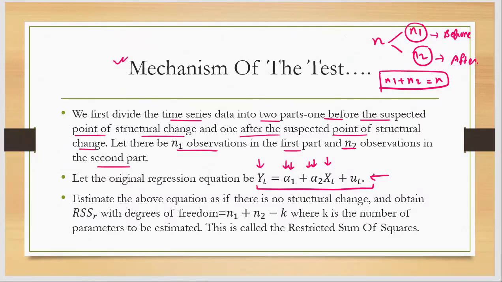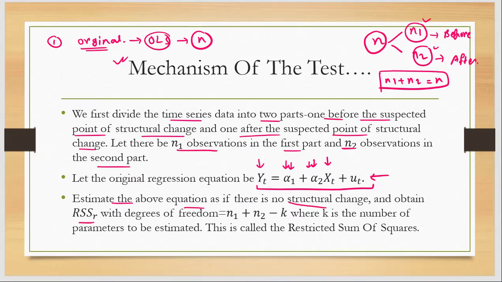So for that, what we do is estimate the above equation assuming there is no structural change and obtain the RSS of R. This suffix R represents the restricted model. So the first step would be what? Simply take the original model and apply OLS over all the observations that you have, before dividing them into N1 and N2. All the sample observations, keeping in mind all the data points, you will use the OLS method to estimate the original regression. This is the first thing. And from that regression, you will get the RSS, which is known as the RSS of the restricted model.